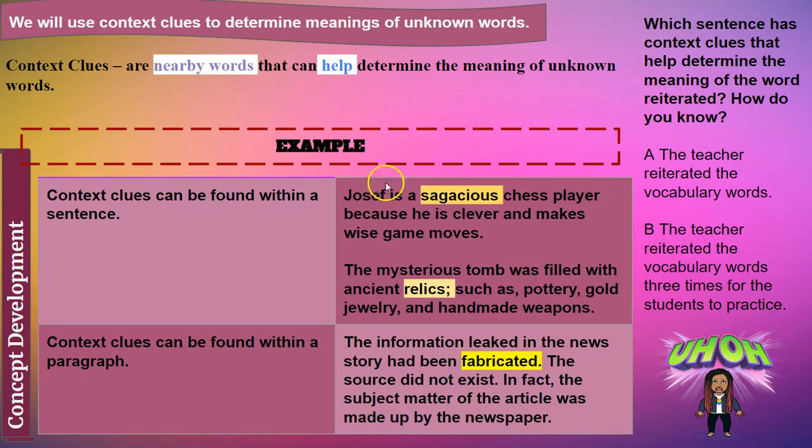Let's look at the second sentence. The mysterious tomb was filled with ancient relics, such as pottery, gold, jewelry, and handmade weapons. This sentence even gave me examples of what relics are. And I know right before the word relics, I have an adjective, which is ancient, and ancient means old. So again, here's why knowing your parts of speech will help you. Here's why looking at the words around the actual unknown word will help you.